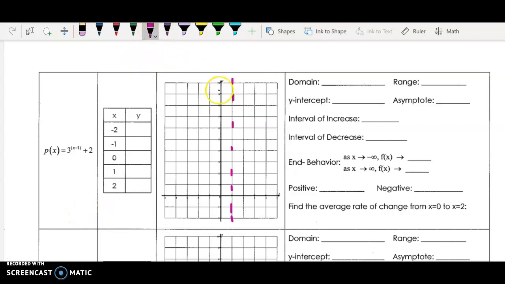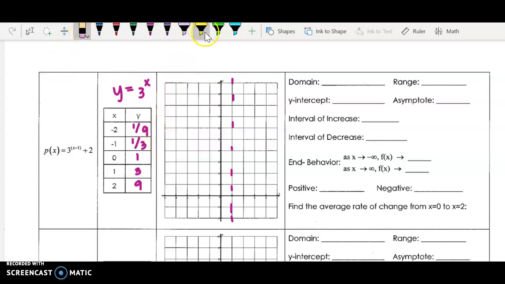The functions in these examples both use the parent function y equals 3 to the x. So let's create the table for our basic parent function. 3 to the 0 equals 1. 3 to the first power is 3, and 3 squared is 9. Then we'll use the reciprocals of those to create the negative side of our table. And this is the pattern for our parent function, y equals 3 to the x.